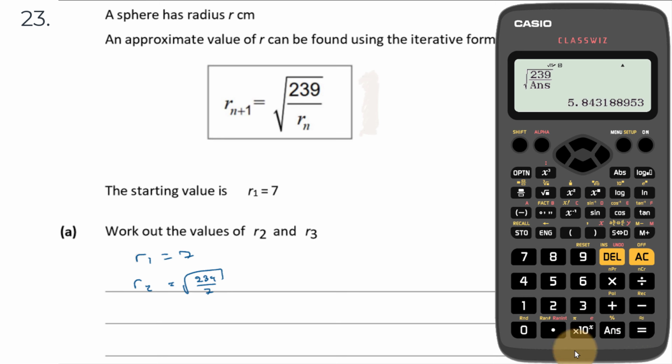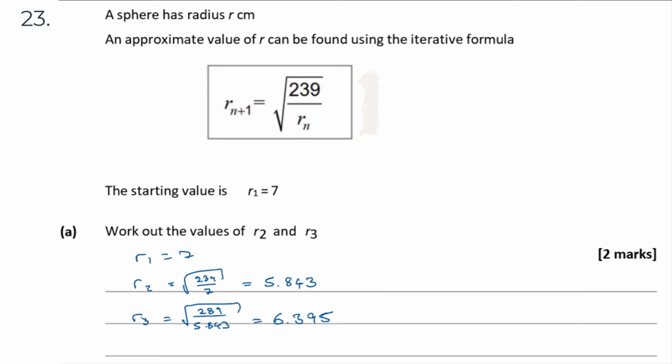That's equal to 5.843. I'm just going to write it down to 4 significant figures for now. 5.843, and then R3 we're going to get. All I need to do now is write it out. So that's going to be the root of 239 over 5.843. But because of the way we set it up on the calculator, all I have to do is press the equal button again, and it's going to feed in R2 into the formula, and it's going to give me R3 straight away. So that's 6.395. And again, we're just going to write down the first 4 significant figures for now. So that's 6.395. Okay, so we're done with that.